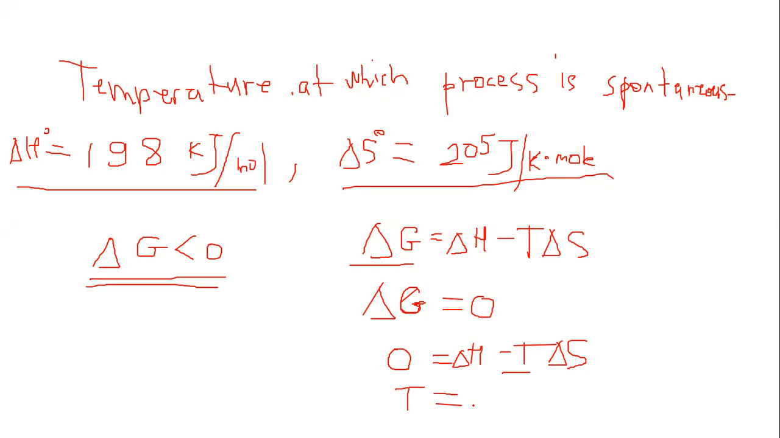Delta H divided by delta S. So we are finding the temperature at which the whole process is at equilibrium, okay? So this is what we're going to find. So what is that T now?